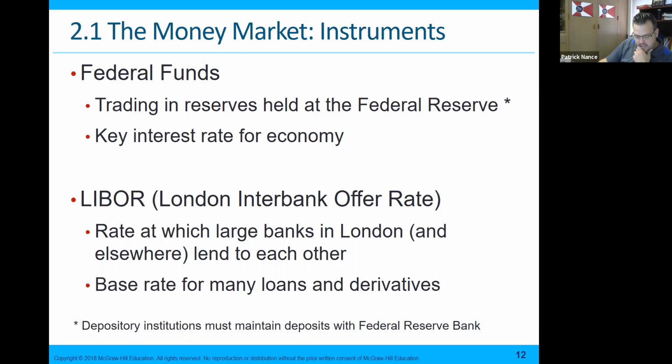The LIBOR market. LIBOR, the London Interbank Offer Rate, is a premier short-term interest rate quoted in the European money market that serves as a reference rate for a wide range of transactions. It's designed to reflect the rate at which banks lend money among themselves. So the LIBOR rate is kind of like the European version of the Fed rate. Since we have a Federal Reserve System that lends money to our banks, this is the international version of that. It's the rate at which banks lend to one another in the European market, and it's also the base rate for a lot of loans and derivatives.